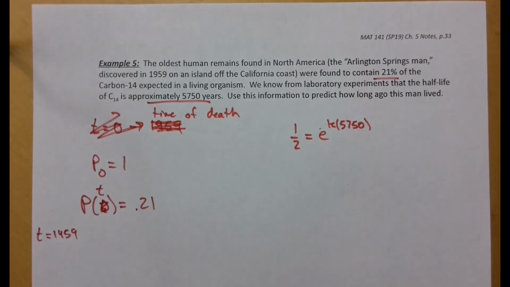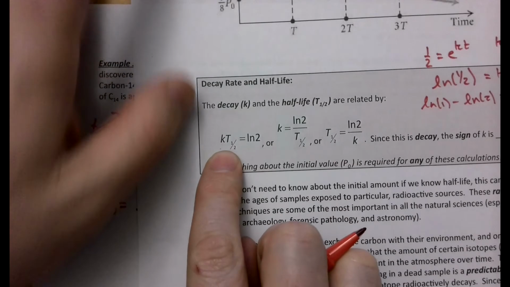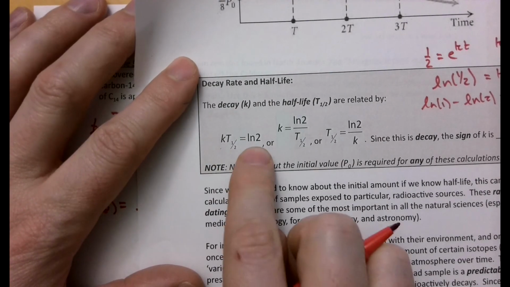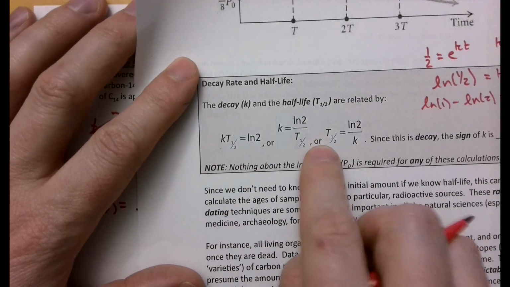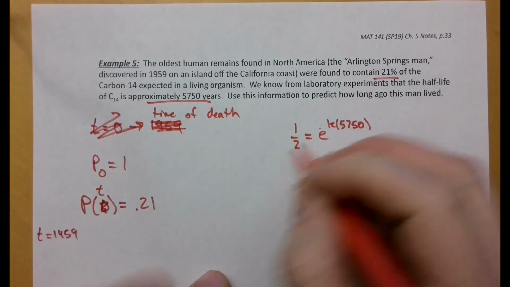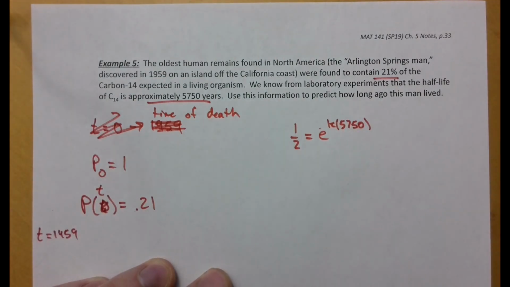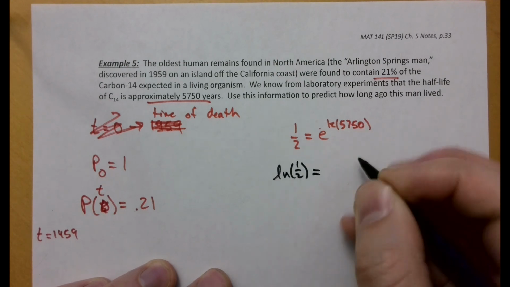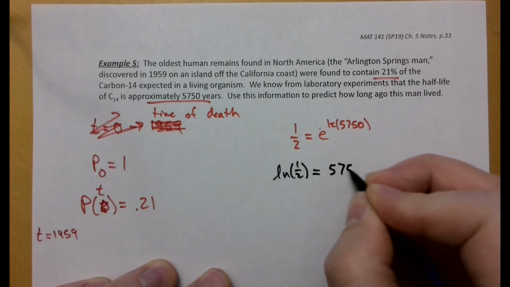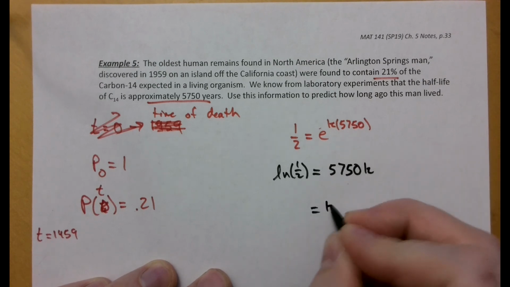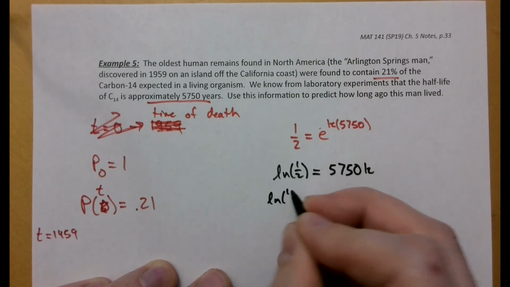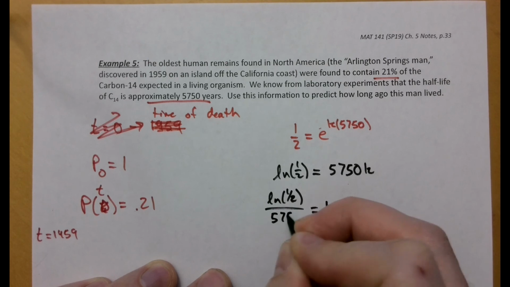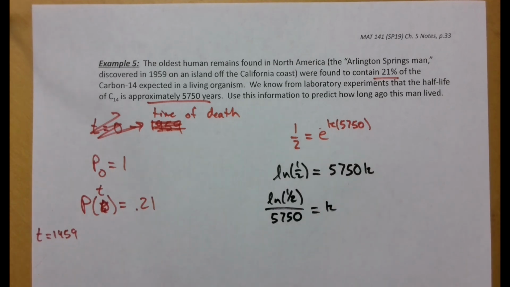So if we go back to the shortcut here, we really know that we could use k times the half-life time equals natural log of 2, or k equals natural log of 2 divided by this half-life. But we could also just use our knowledge of solving exponential equations to solve this. We'd have natural log of 1/2 equals 5750 times k. Then we can divide both sides by 5750. So natural log of 1/2 divided by 5750 is going to give us our k value.